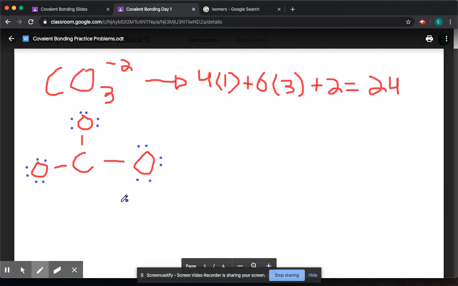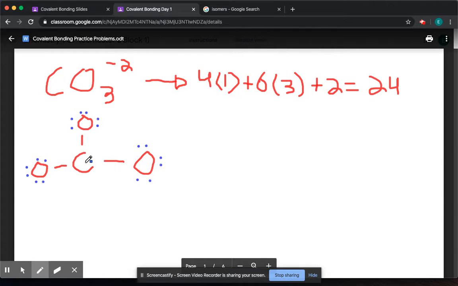How many electrons have we used up so far? So 2, 4, 6, that's 8 right here. This is another 8, so that's 16. And this is another 8, so that's 24. So we only have 24, and we've already used 24. Is everyone happy? This oxygen is happy. This oxygen is happy. This oxygen is happy.